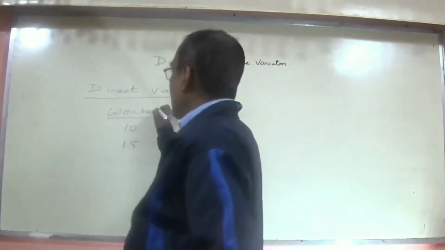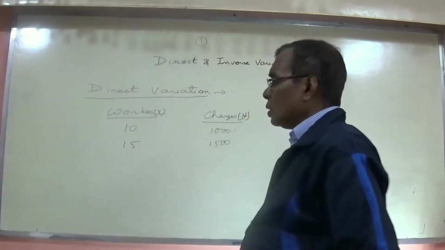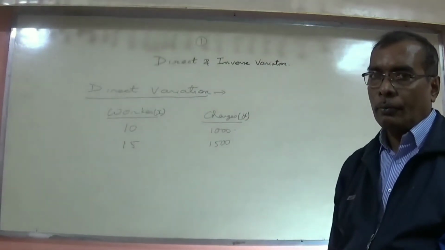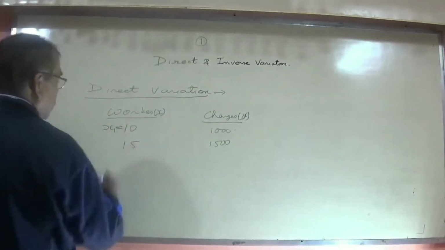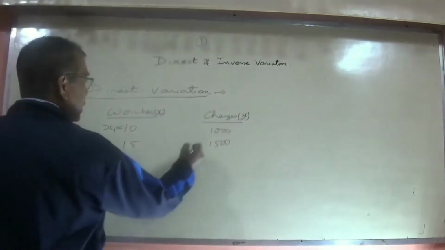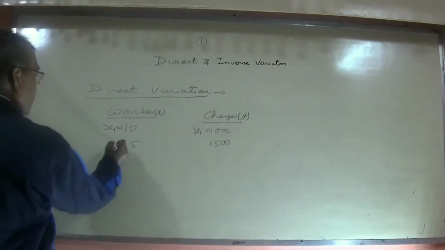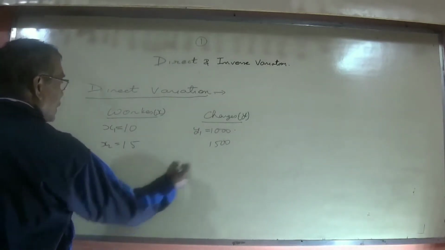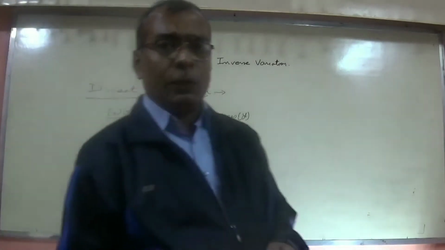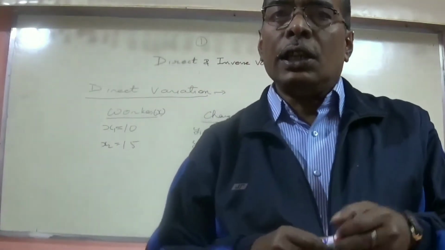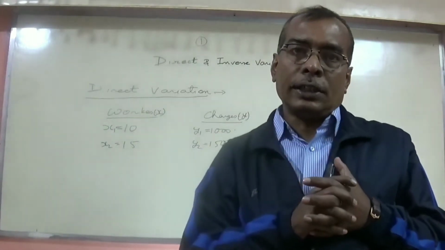Suppose these workers I denote by the variable X, and the charges I denote by Y. When X1 is equal to 10 workers, then charges is Y1, which is equal to 1000 rupees. Now, if you appoint X2 workers, then their charges come as Y2. Now, I am finding that if the workers increase, the charges increase. If workers decrease, the charges decrease. So, this type of variation is known as the direct variations.